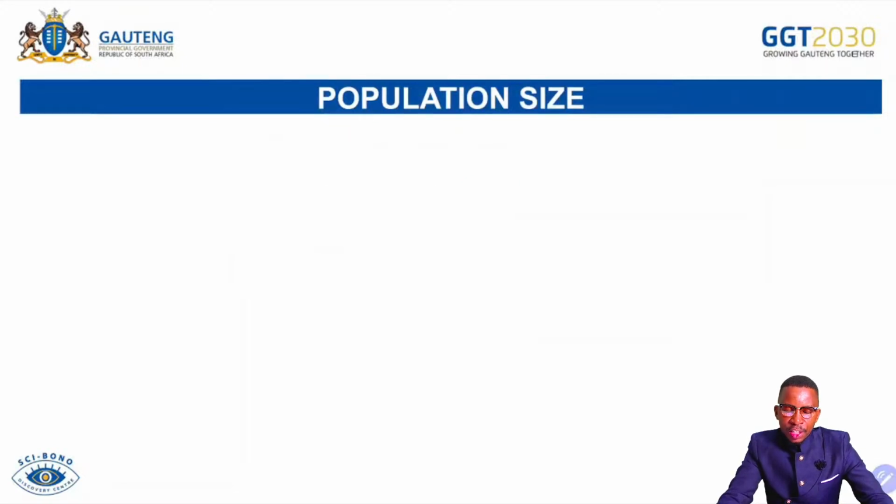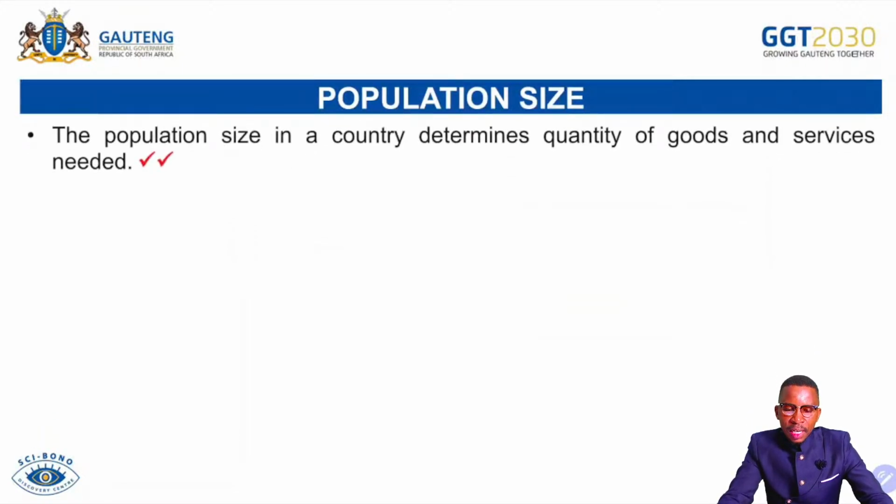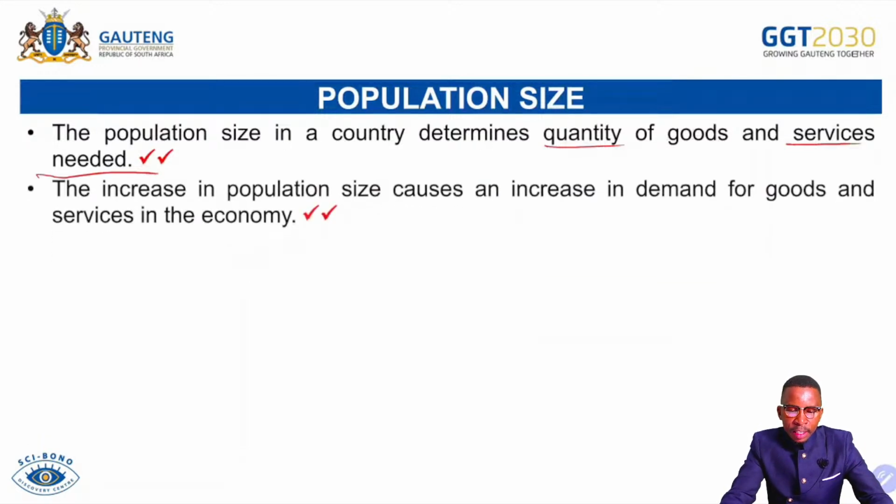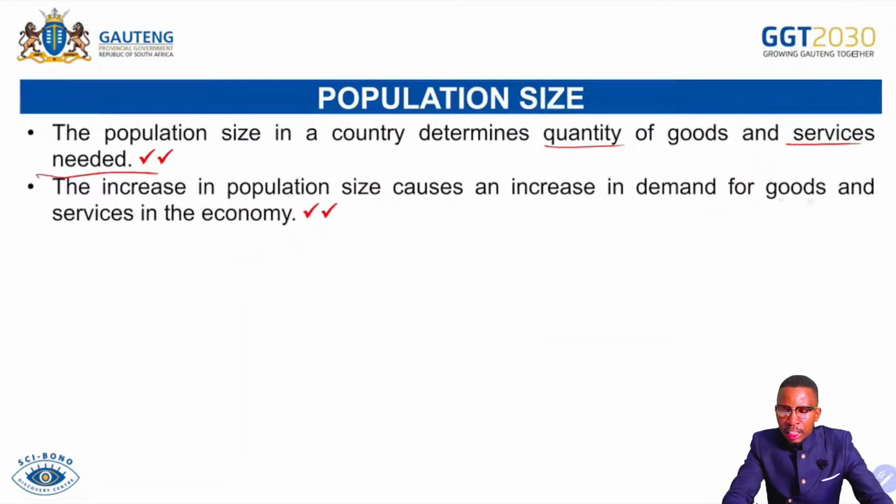So let's check the discussion. Population size. The population size of a country determines the quantity of goods and services needed. If there is less population, that means it will require less demand, fewer goods and services. If there is more population, there must be more goods and services produced in the country by domestic markets in order to meet people's needs. And then the increase in population size causes an increase in demand for goods and services. I think that one is clear.